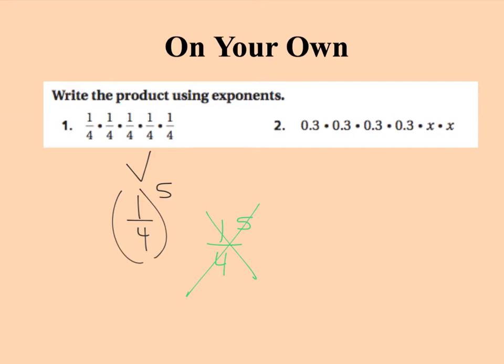Our second example is going to be 0.3 to the 4th power, because we're taking our base 0.3 and multiplying it by itself 4 whole times.